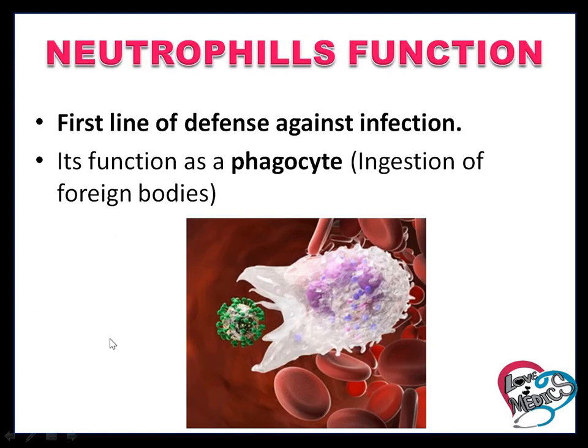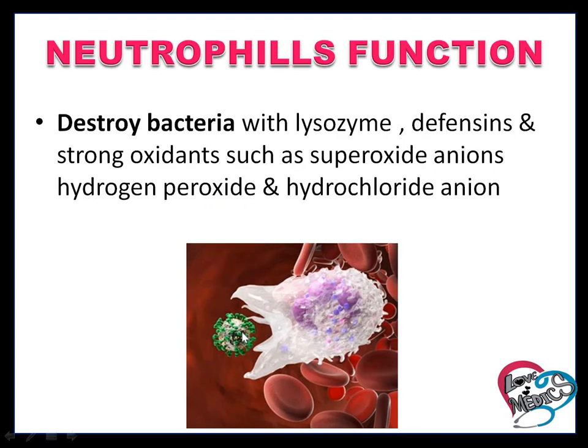Now the function of neutrophil. It is a first line defense against infection. It functions as a phagocyte, which means it engulfs the bacteria or foreign bodies. It destroys the bacteria by lysozyme, defensins and strong oxidants such as superoxide and hydrogen peroxide.